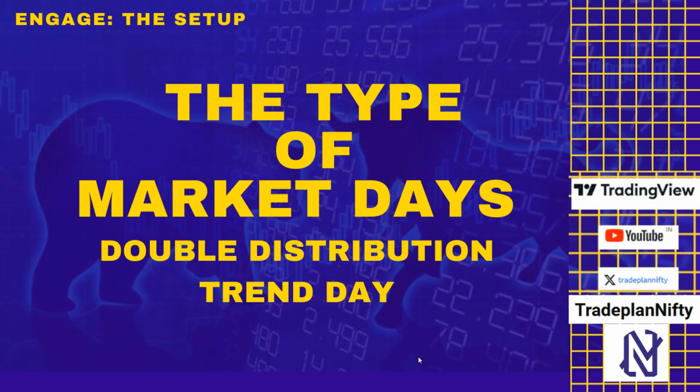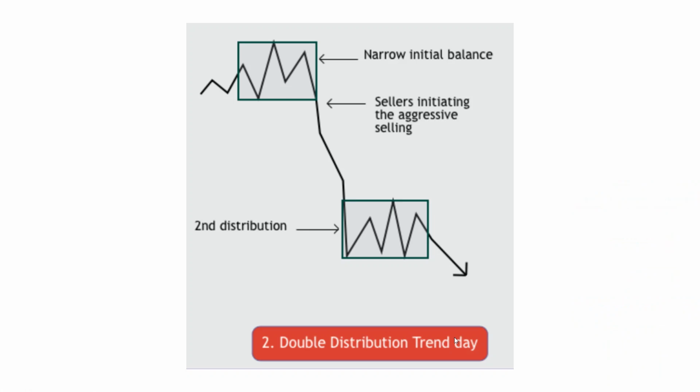The second type of market day is called the double distribution trend day. While this day is a trending day, it in no way has the confidence or conviction of a trend day. Instead, this type of day is characterized by its indecisive nature at the outset of the session. During this type of day, the market will usually open the session in a quiet manner, trading within a fairly tight range for the first hour or two of the session, thereby creating an initial balance that is narrow.